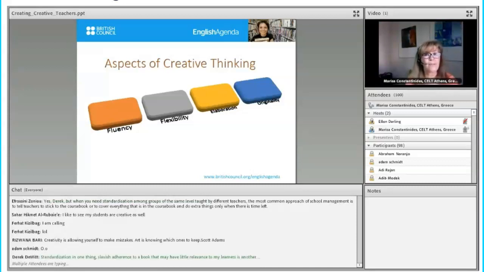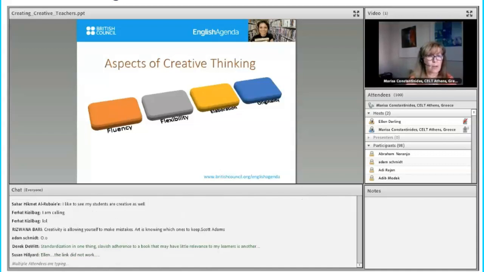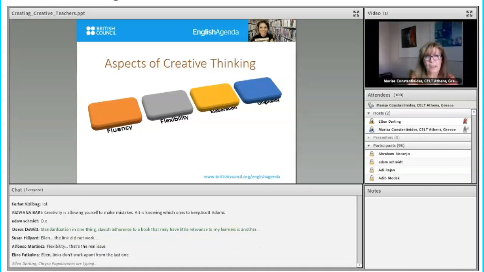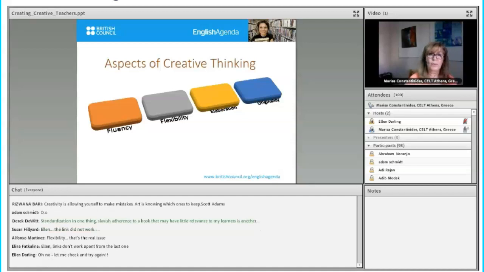So fluency involves quantity of ideas. Lots of ideas, not necessarily all good, but lots of them. Flexibility involves producing ideas of different kinds, not just lots, but lots of different ones. Elaboration is one of the aspects of creative thinking that does not involve producing an original idea, but building ideas that are based on somebody else's idea, which you then develop and improve.